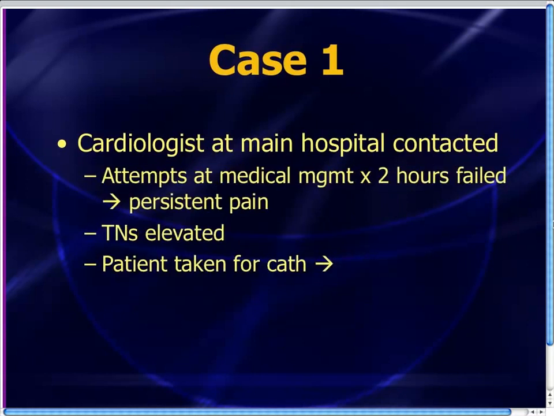And while they tried to manage the patient for a couple of hours, no surprise, if it's a left main lesion, medical management doesn't work. The patient had persistent pain. Then the troponin started bumping. So finally, they took the patient for a cath. And what do you think they found?